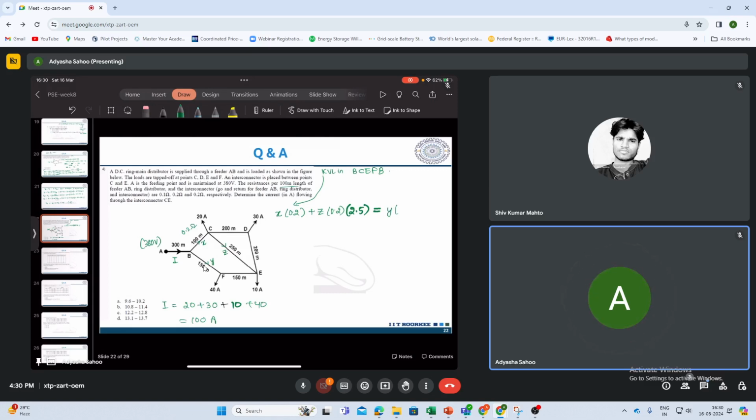So again 0.2 and length is 1.5 plus, that will be Y minus 40, 0.2 into 1.5. So this will be Y minus 40.